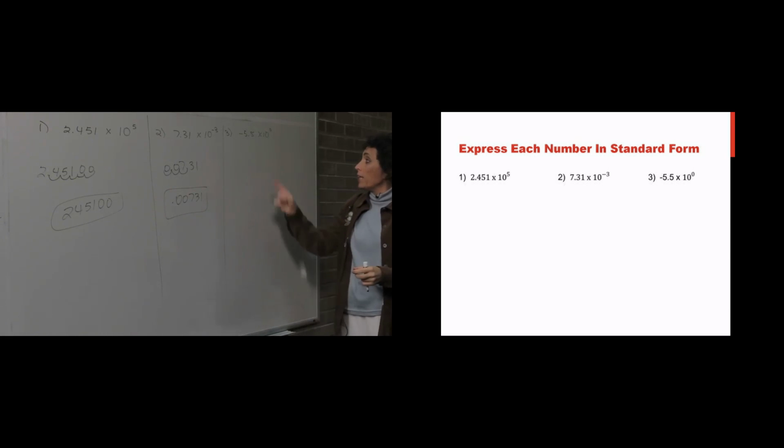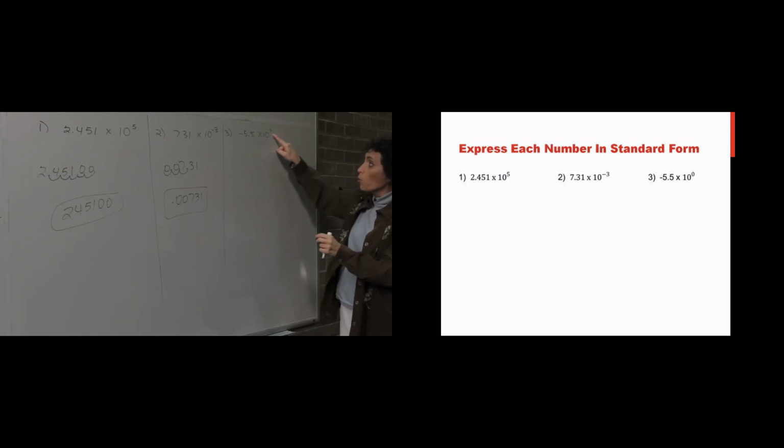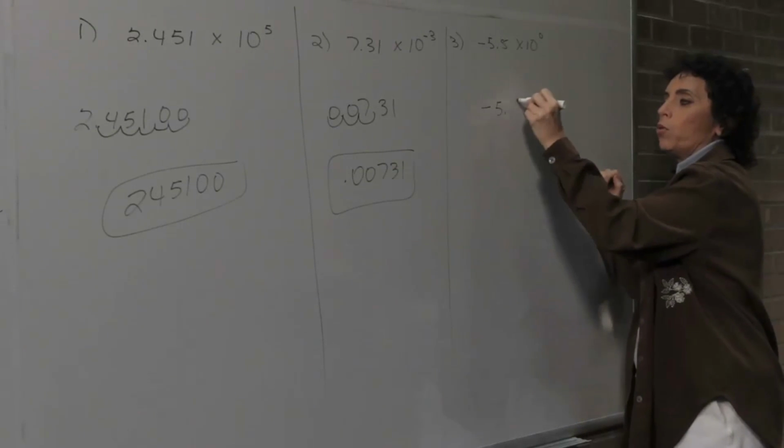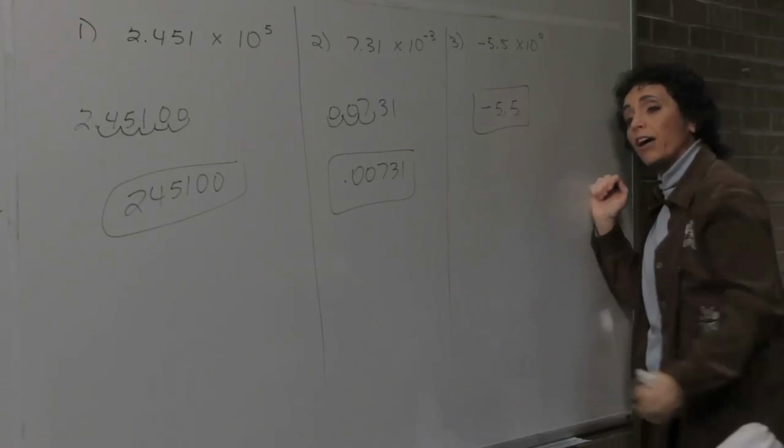Pretty easy, right? The last one, that just means don't move at all. No spaces, no spaces. Because remember why? We're multiplying by 1. So your answer there is negative 5.5.